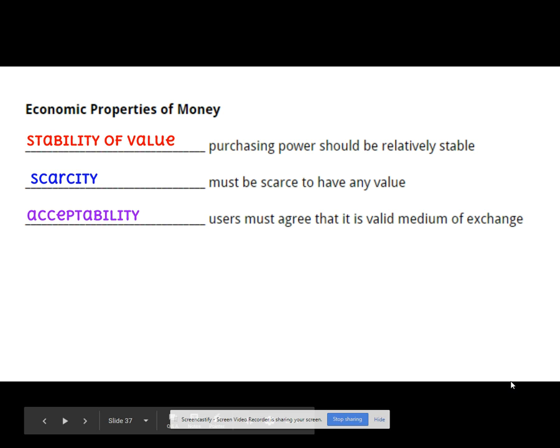And acceptability. People have to agree to use it as a valid medium of exchange. There are a lot of places where they still are cash only, but they have accepted credit cards, they've accepted electronic pay, Venmo, any of those types of things. So, the economic properties of money are stability of value, scarcity, and acceptability.